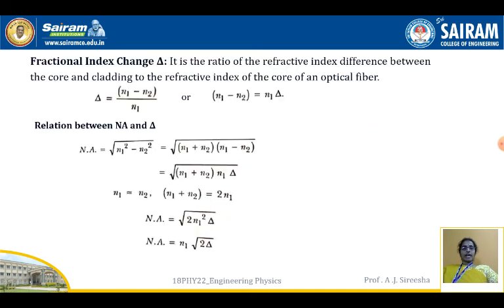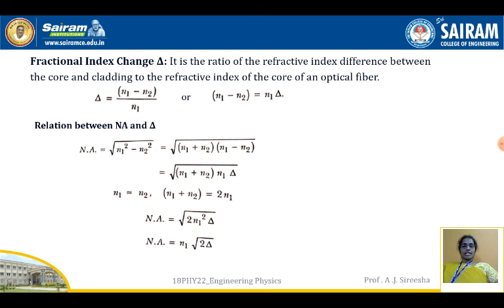Next, we see the fractional index change delta. It is the ratio of the refractive index difference between the core and the cladding to the refractive index of the core of an optical fiber. The fractional index change is denoted by delta. That is the ratio of n1 minus n2 by n1. It is called the refractive index change. Rearranging this, n1 minus n2 can be written as n1 delta, where delta is the fractional index change.